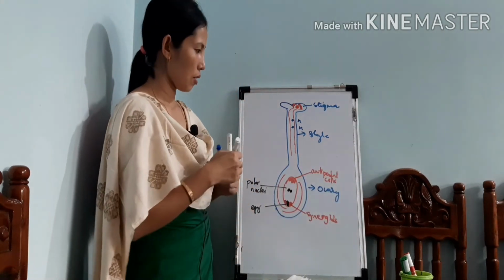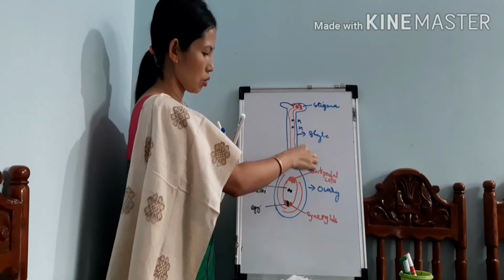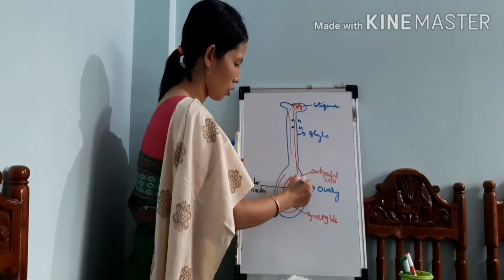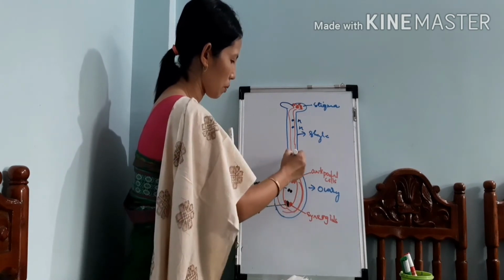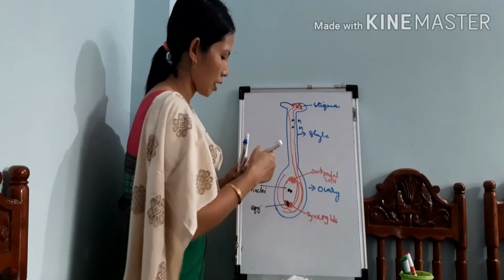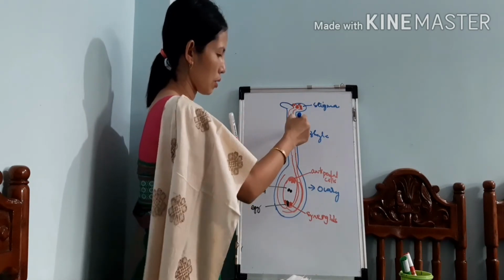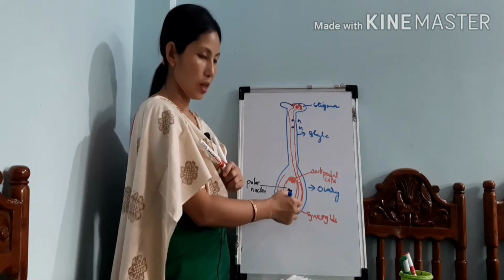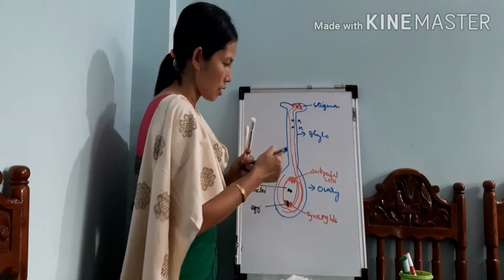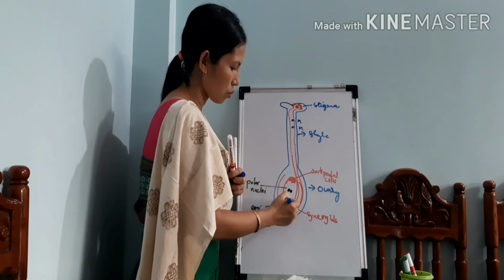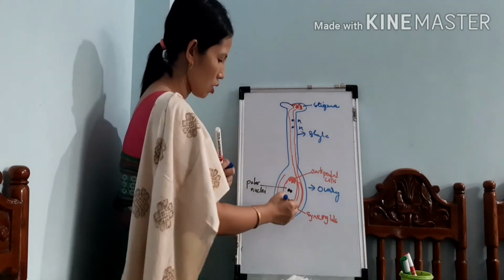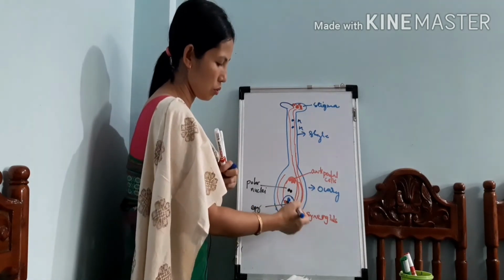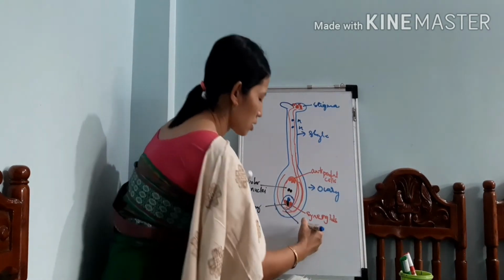right? Now, as the pollen tube is growing down towards the ovule, it will reach the ovule towards its micropylar end, right? And along the pollen tube, these two male gametes will also come down, and once it reaches the ovule, it will enter through the micropylar end, and one of the male gametes will fuse with the egg, right? So this fusion, which I have shown with this circle, is known as syngamy.